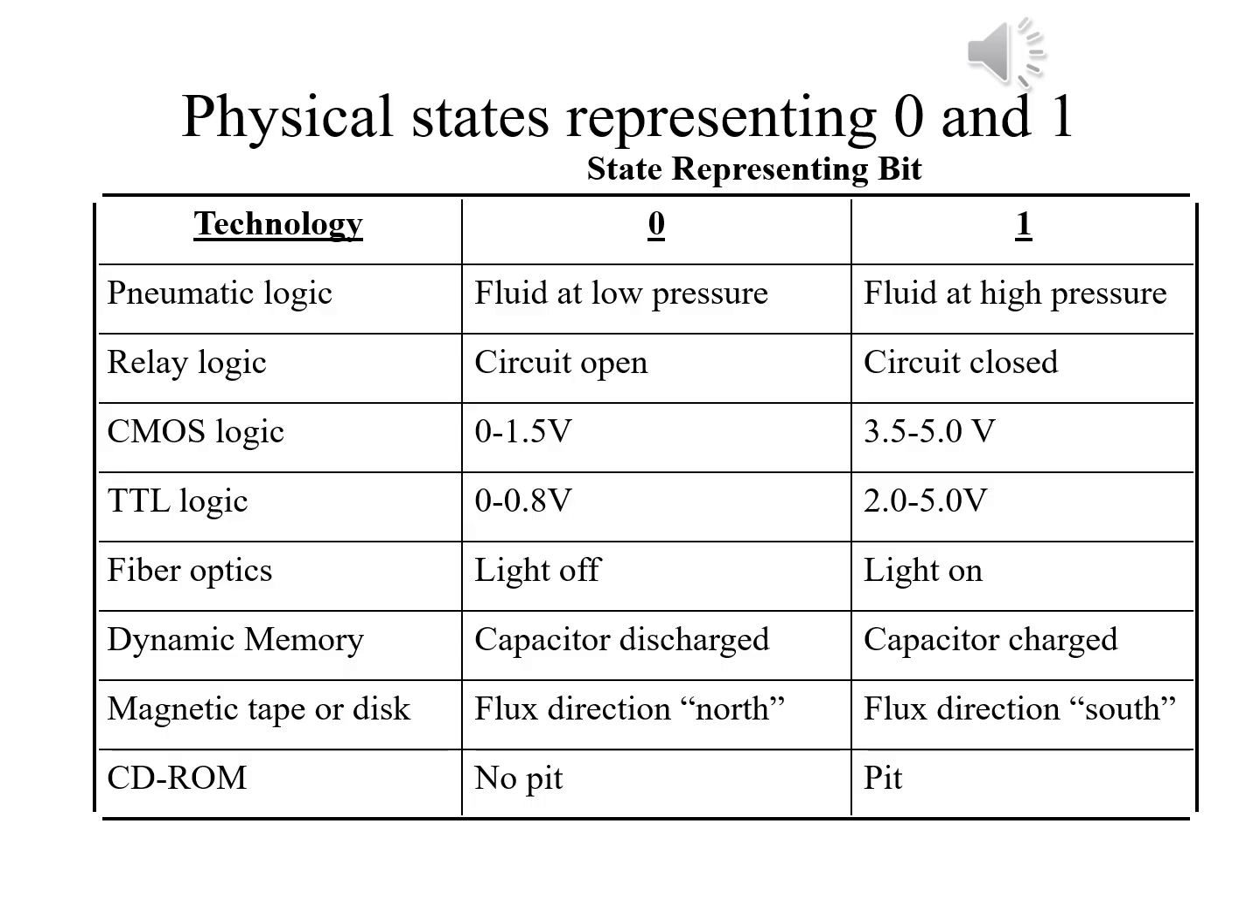This chart shows the different physical states that can be used to represent 1s and 0s. Pneumatic logic uses fluid pressure to indicate 0s as low fluid pressure and 1s as high fluid pressure. What these low and high pressures are would depend on the particular system. Relay logic was used in earlier generations of computers. An open circuit indicated 0, and a closed circuit carrying current indicated 1.